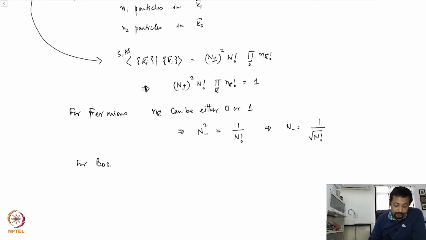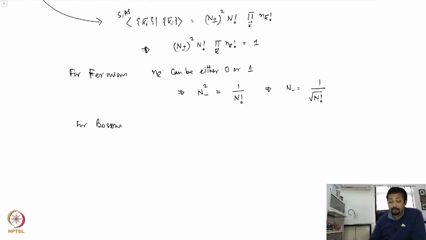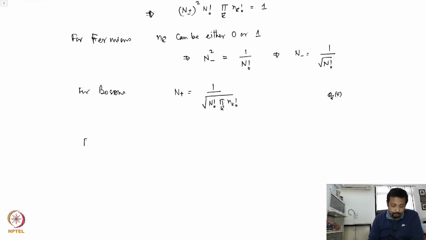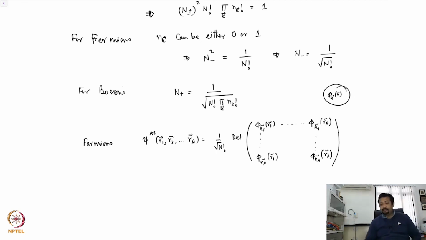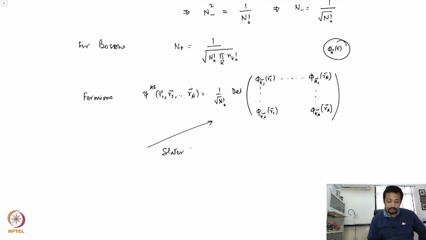For bosons, which have the symmetric wave functions, there is no restriction of nk to be either 0 or 1, it can be anything. So therefore N plus becomes 1 over square root of n factorial times the product over k of nk factorial. Therefore, for fermions, in terms of the single particle wave functions, the many particle antisymmetric wave function takes the form 1 over square root of n factorial, times the determinant of the matrix phi k1 r1, phi kn r1, phi k1 rn, phi kn rn. And this determinant is what is called a Slater determinant.